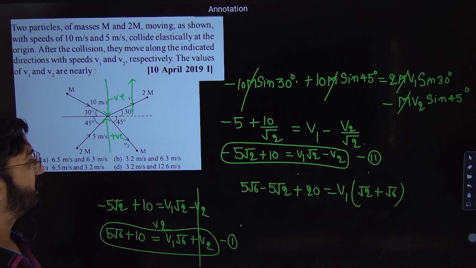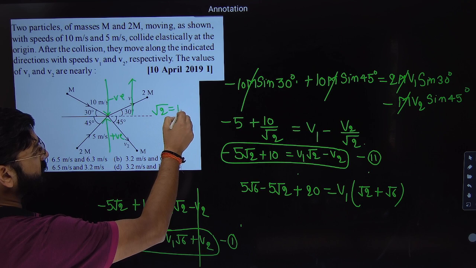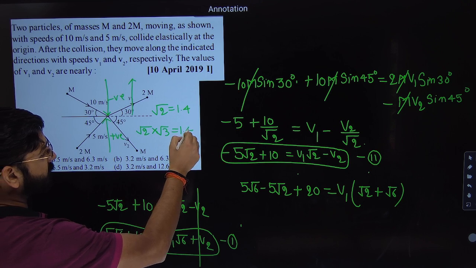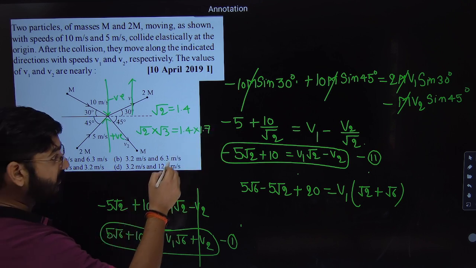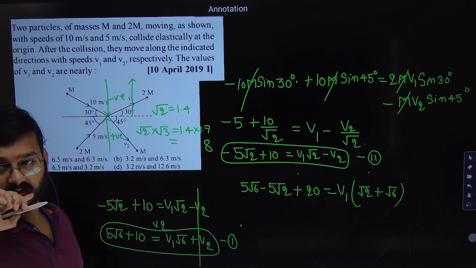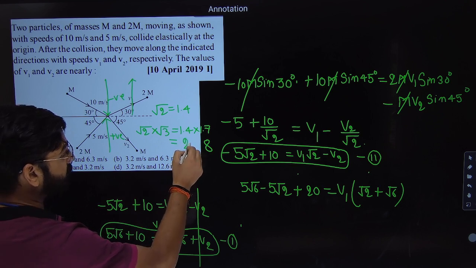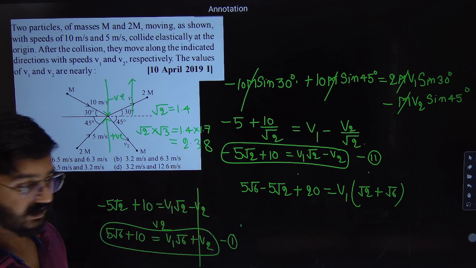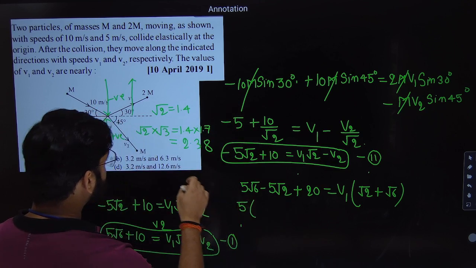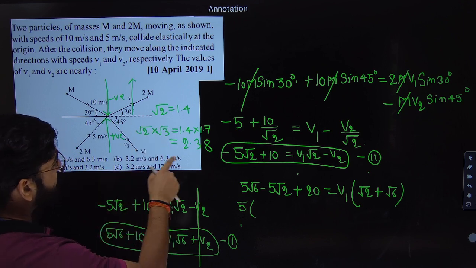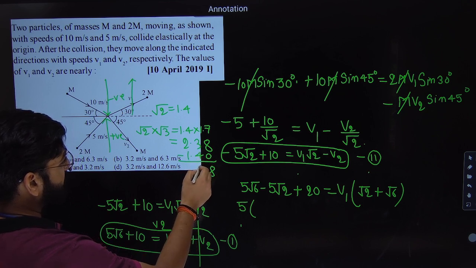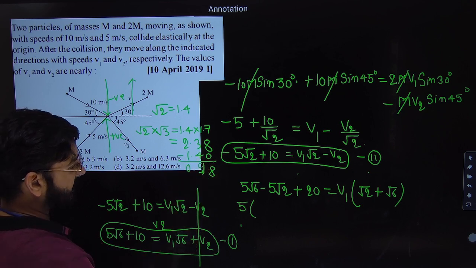We can find the approximate value. See, root 2 is how much? 1.4. What will be root 6? Root 2 into root 3. So it is how much? 1.4 into 1.7. So 14 sevens are 98, 14 ones are 14. 14 plus 9 will be how much? 23. This will be 2.38. Okay. Now here we will take 5 common. So what is root 6 minus root 2? If we subtract, 13 minus 4, 9. So 0.98, right?